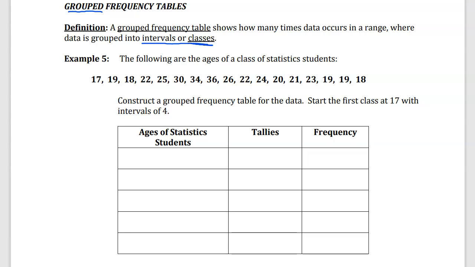Now, we start our first class, Ages of Statistics students. Our first class usually is given to us, or it's usually our smallest value. So we start with 17 because that's what it tells us to. And we do in intervals of 4. Now, our intervals, that's also sometimes called our class width.